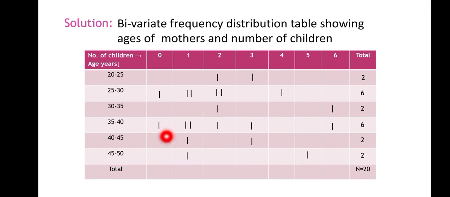Here you can see the number of tallies is 2, so write down the frequency as 2. Next frequency is 6. In the same way, write down all the frequencies. So now write down the total. Total we have n is equal to 20. We have 20 observations. So here you will get n is equal to 20 if you count both the totals. Okay, so this is the bivariate frequency distribution table.